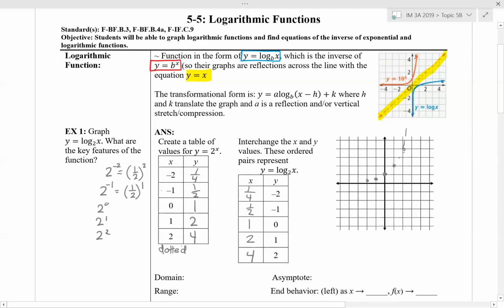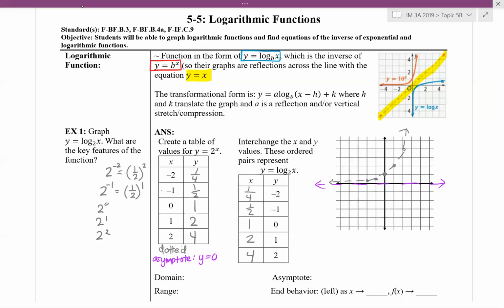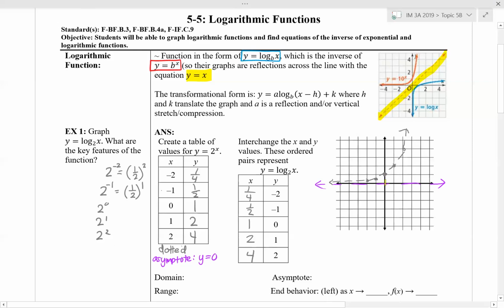So this dotted line would represent the exponential graph y equals 2 to the x. So this graph would have an asymptote at y equals 0. So that x-axis would be the asymptote for that graph of 2 to the x power. So I'm going to draw in that dotted line of y equals x. We'll highlight in that line. So y equals x is the diagonal line going through the corners of the graph. So that's going to be the line of reflection.